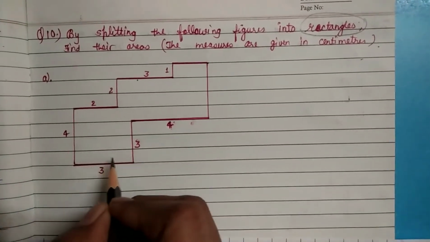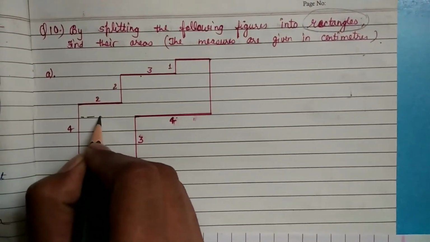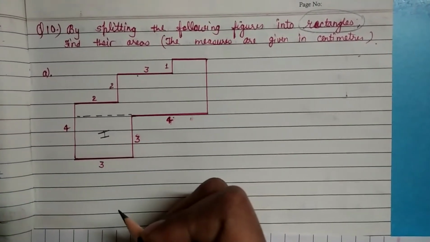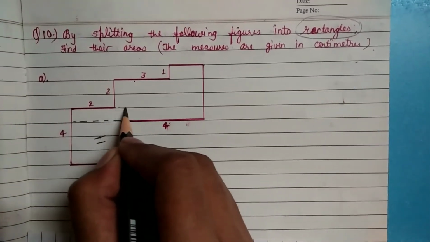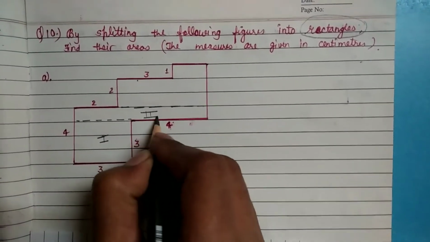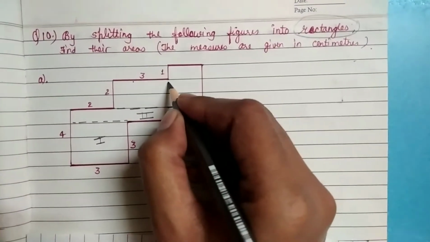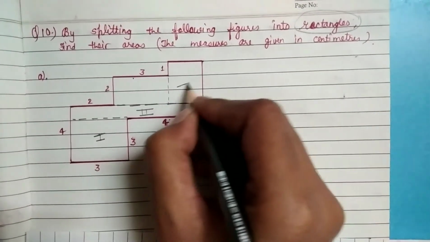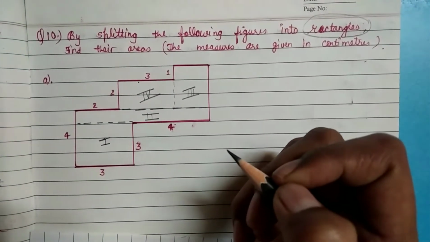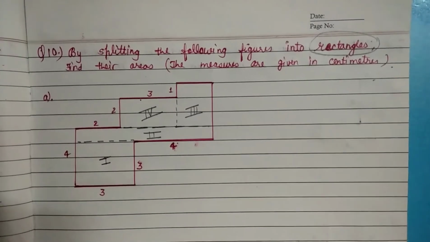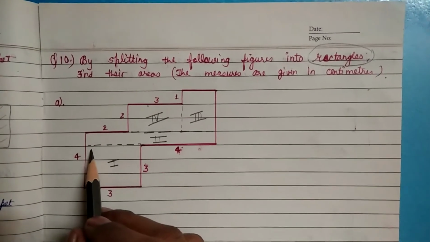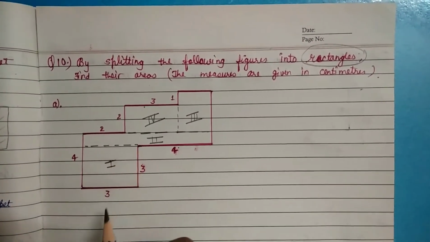So I am firstly splitting this figure from here. This is our first rectangle. In the same way, I am splitting it from here, from the corner. This will be the second, and if I split from here, here we have the third, and here we have the fourth rectangle.